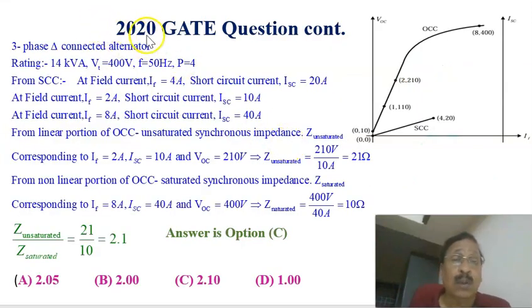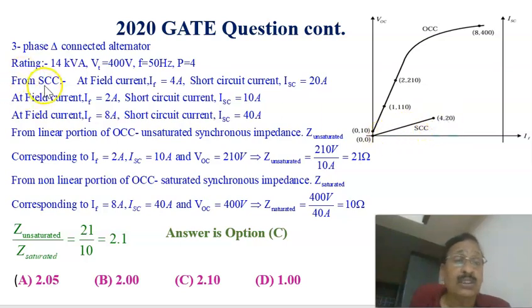Now continuing the same problem. Here, this is the plot of the OCC in which this is the field current and this is the open circuit voltage, and this is the short circuit characteristic, field current and short circuit current. Now we have to find out the impedance in this region, and similarly the impedance in this region, and take the ratio. That is the question. To find the impedance, we have to find the corresponding voltage and short circuit current. Now let us see the short circuit current at this point here.